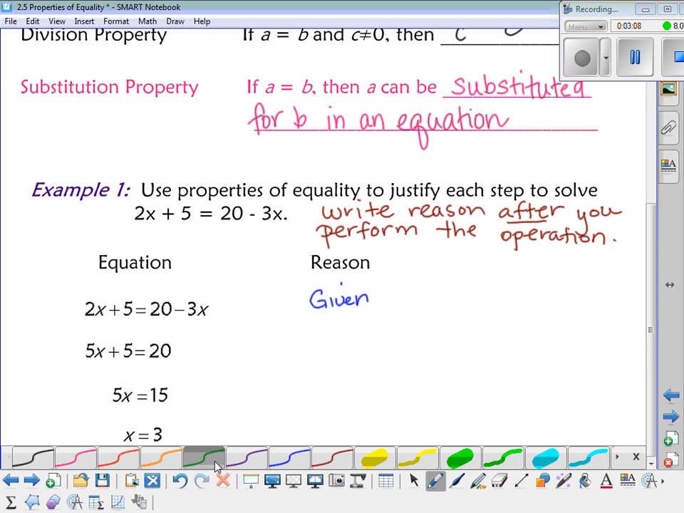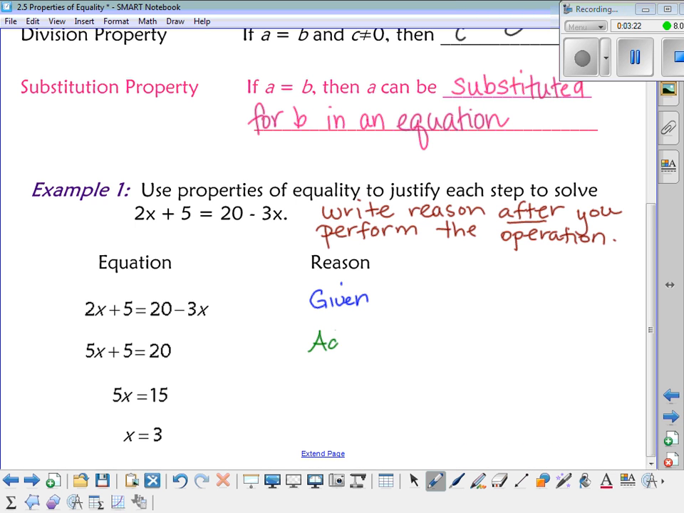And then if we look at the next step, now we've got 5x plus 5 equals 20. So I asked myself, what did they do when they went from step 1 to step 2? Well, they added 3x to both sides. So that means they used the addition property of equality. Now, you don't have to write out all the words addition property of equality. You can just write addition and then put an equal sign in parentheses, and then I'll know you mean the addition property of equality.